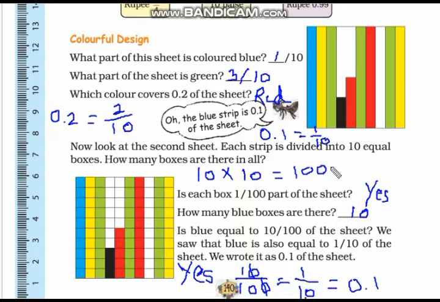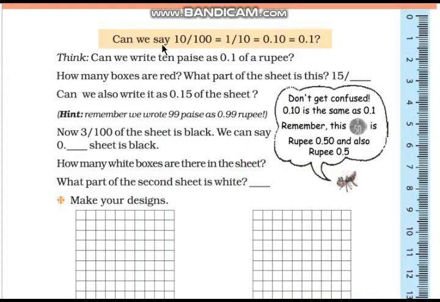Now let us move on to the next page, number 141. As I have explained earlier, can we say 10/100 is equal to 1/10 is equal to 0.10 is equal to 0.1? So here the answer is yes. Think, can we write 10 paise as 0.1 of a rupee? 10 paise is 10/100th of a rupee. So if we cancel this 0 and 0, we can write it as 0.1 of a rupee. That we have studied in the topic Practice Time, Match This.